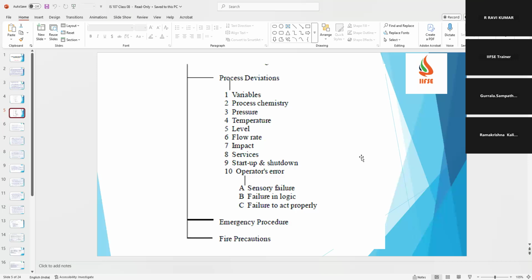Then we have ceiling mounted fire extinguishers. We'll have 3 kg, 9 kg DCP fire extinguishers. Exactly, they will be set up above the reactor. It covers around a 3 meter radius. So all the fire precautions which are suitable for your operations, those things also we have to inspect.